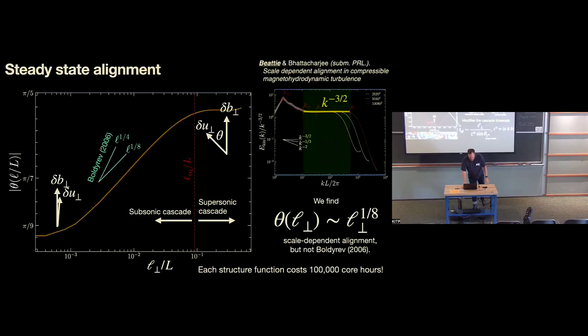Here, I'm not going to talk about this, but here you can actually compare with Boldyrev's theory. You can get into the local frame of the magnetic field. You do all the structure functions in that frame. And essentially what we find is that the scale-dependent alignment is weaker than the prediction from incompressible turbulence or reduced MHD. So we find something like this instead. So this is a scale-dependent alignment process, but not the Boldyrev picture.